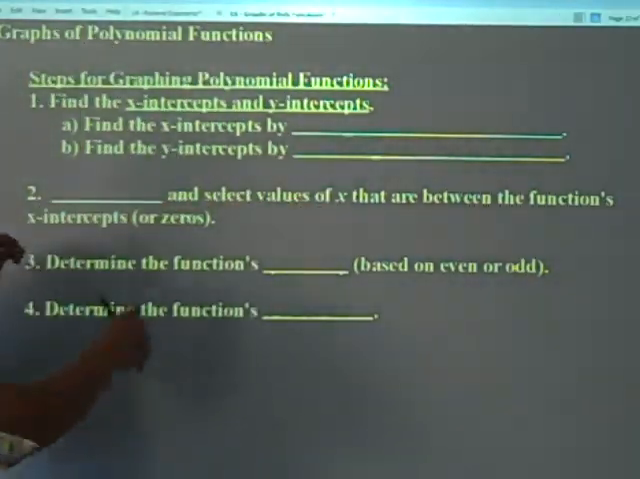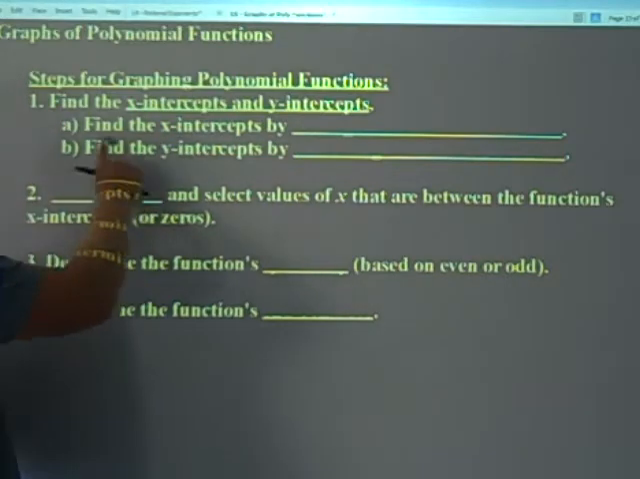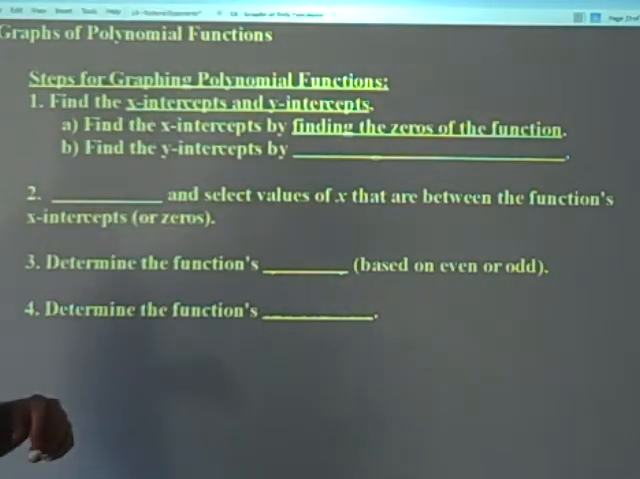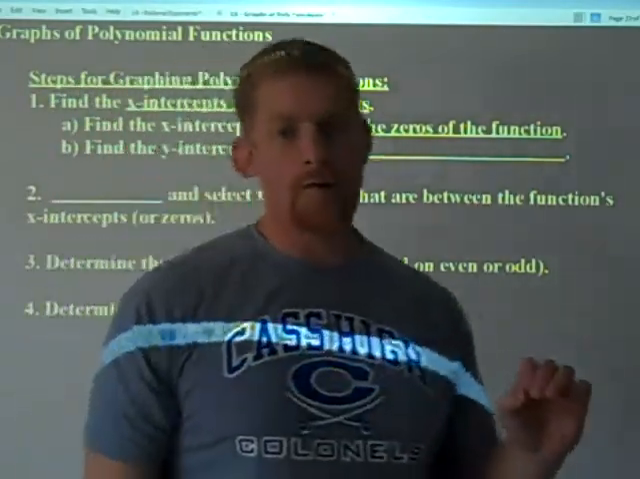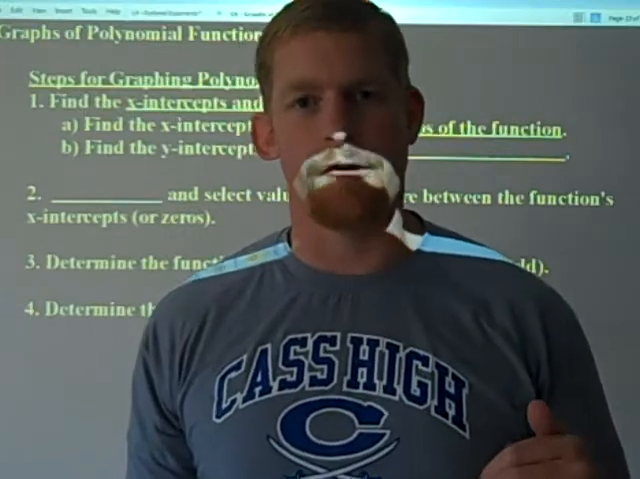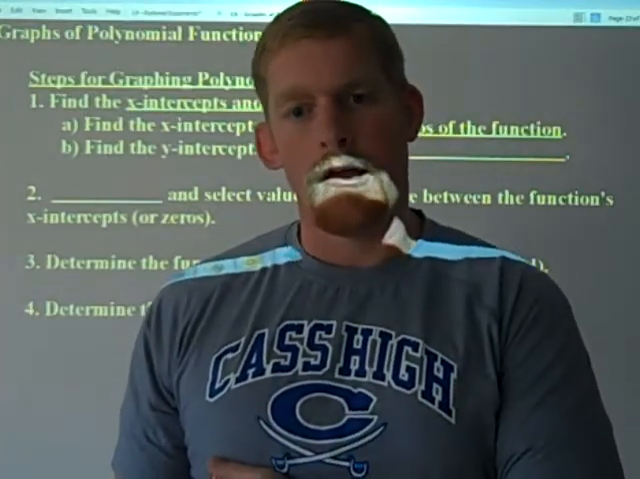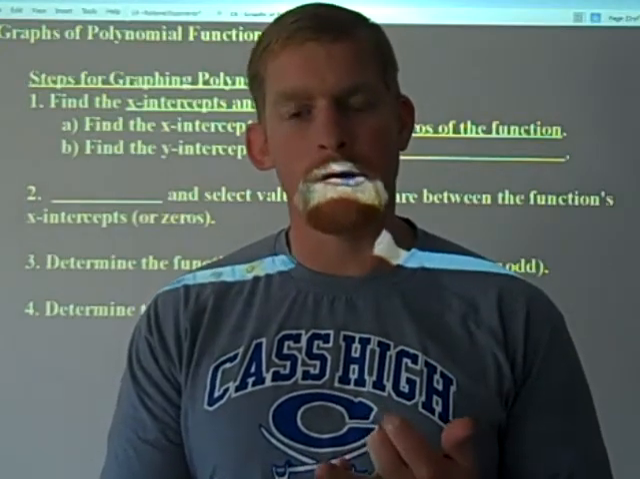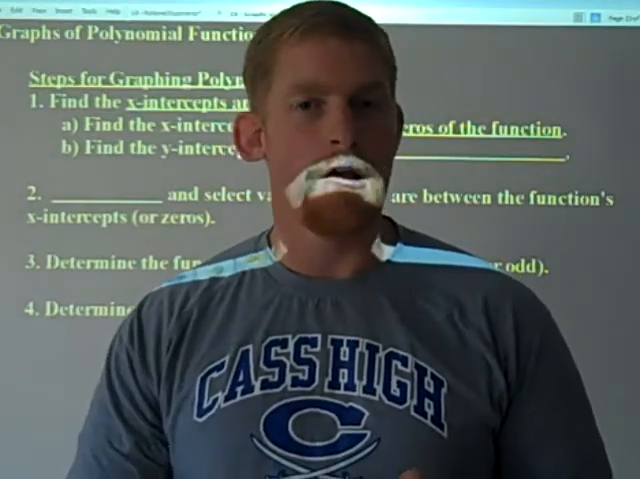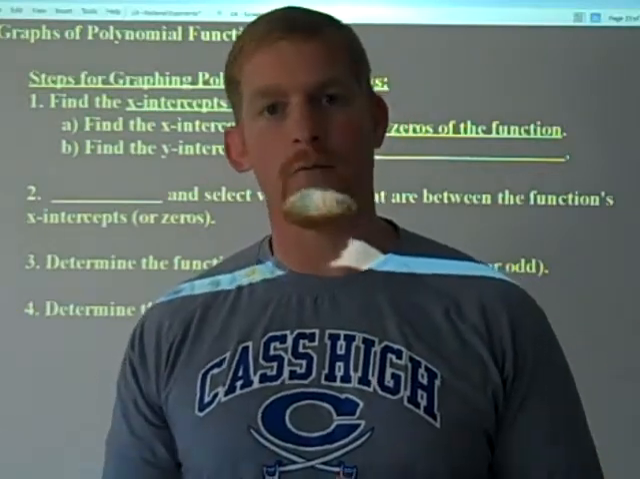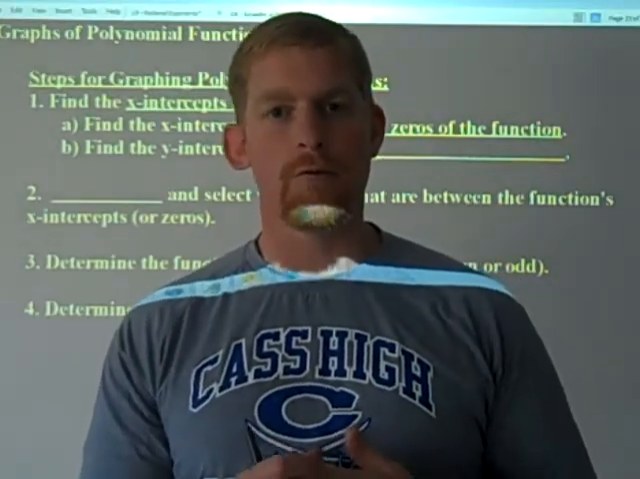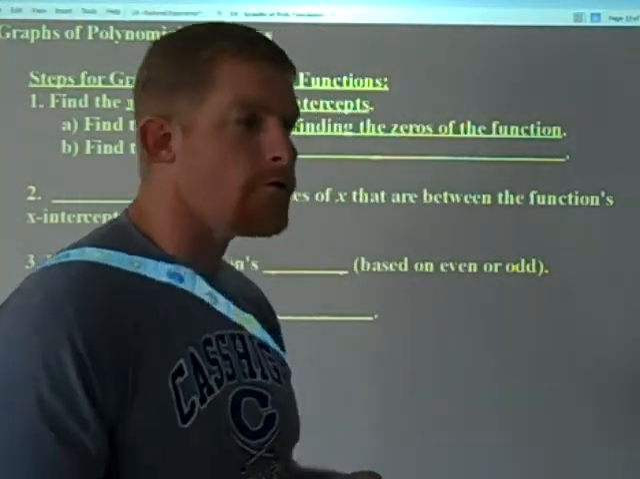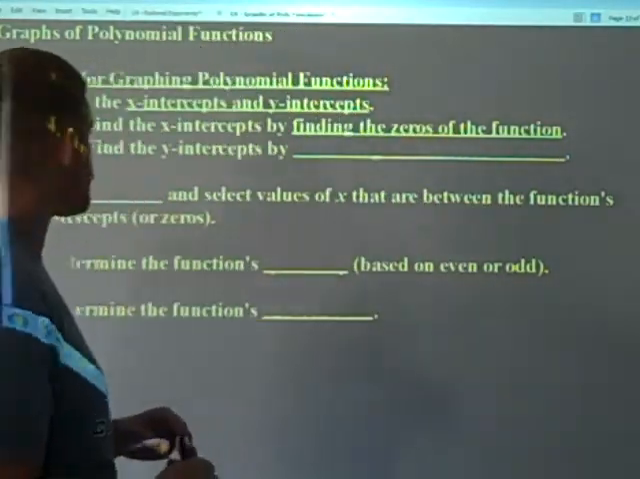Under these x and y intercepts, you can find the x-intercepts by finding the zeros of the function. In the last 3 weeks, we focused on finding the zeros of the function in a different unit, and we found them through factoring, factor by grouping, greatest common factor, and of course when we got into really large polynomials, we used the rational root theorem and synthetic division. So let's keep those in mind when we're trying to find the zeros of our function.